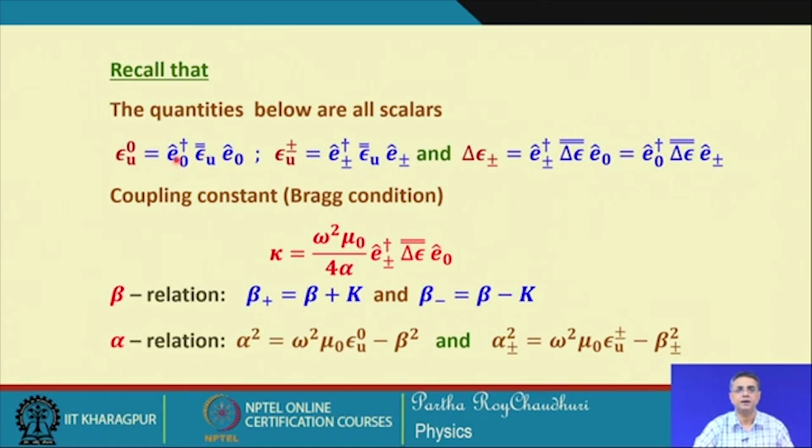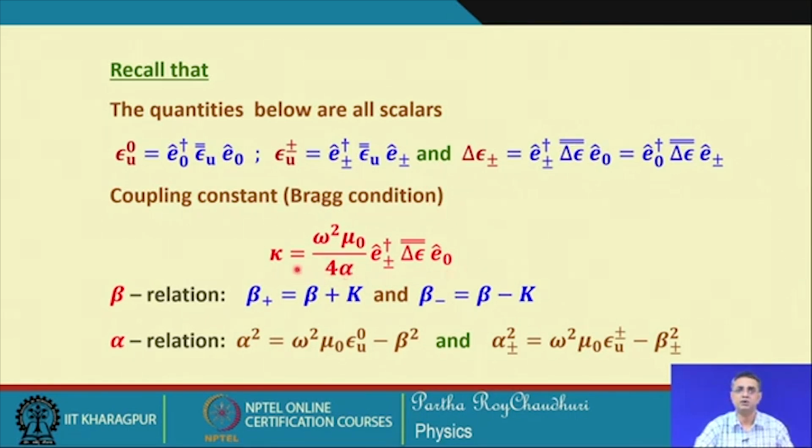Now, let us recall from the earlier discussion these quantities. This quantity connects the polarization of the incident optical beam and the polarization of the plus or minus order optical beam; they have to be all scalar, and the coupling constant under the Bragg condition, because alpha and alpha plus are equal, delta alpha equal to 0, this we have seen.